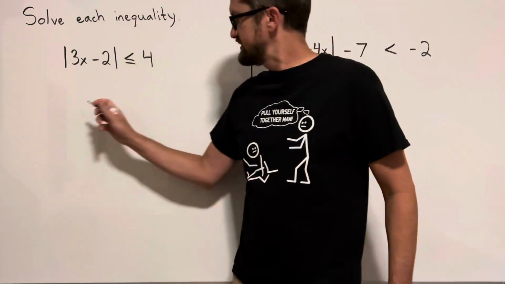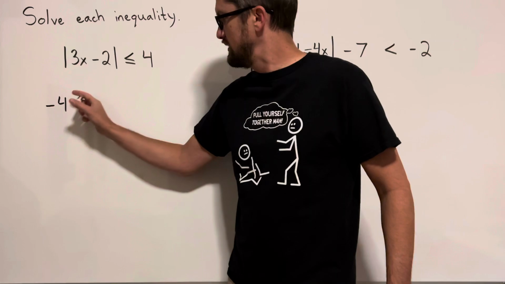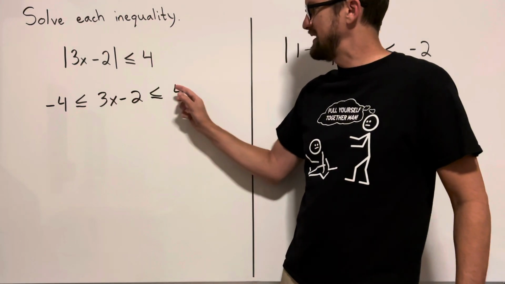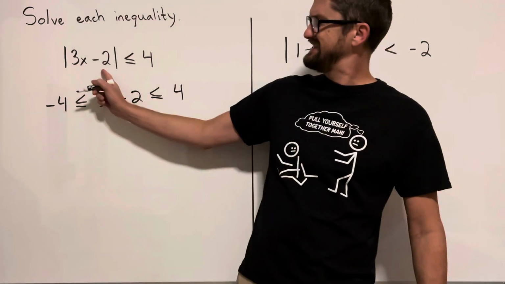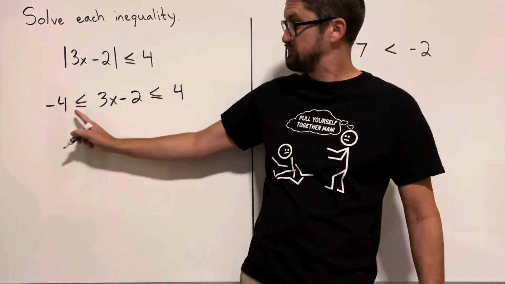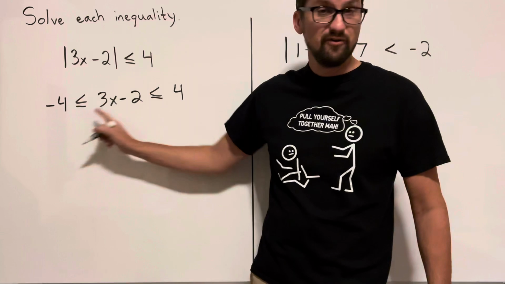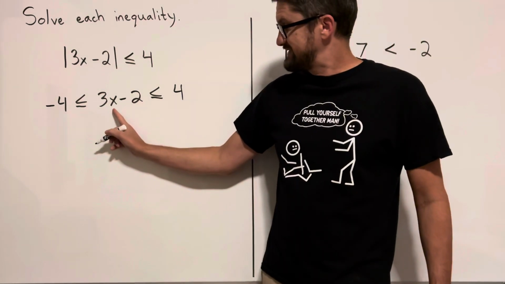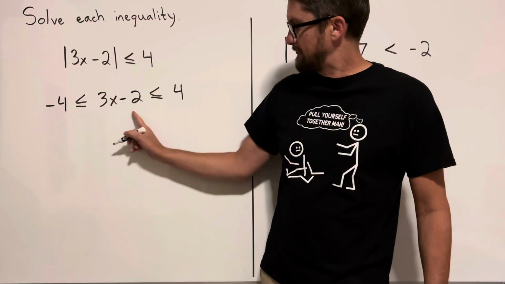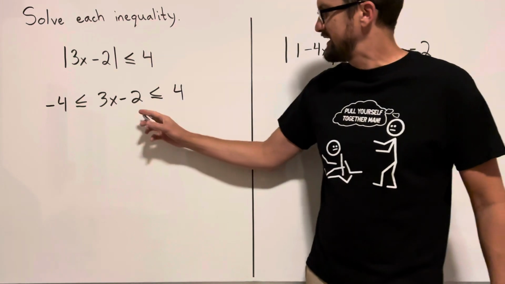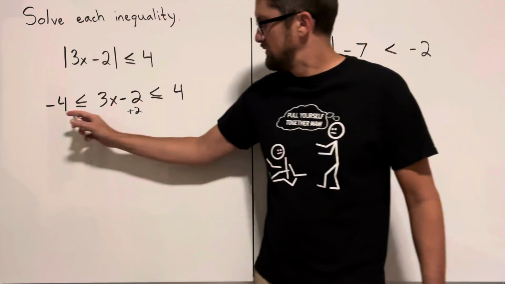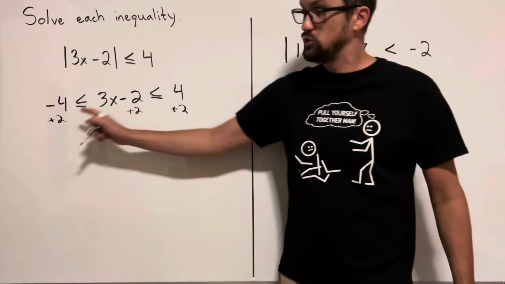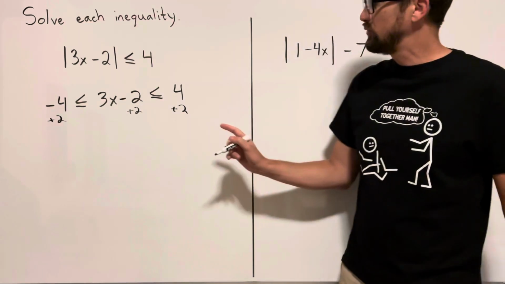So for this one, you're going to set it up like this. You're going to have -4 less than or equal to 3x minus 2 less than or equal to +4. So this inside piece is between -4 and +4. Now we can solve this for x by first getting rid of this -2. We're going to add 2 to all three parts here. Add 2 to the left, add 2 to the middle, and add 2 to the right.